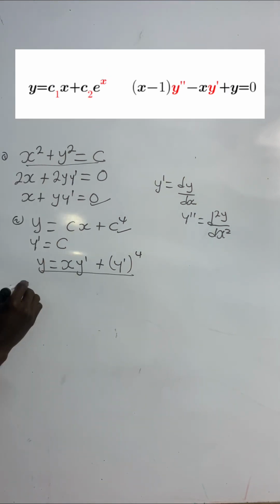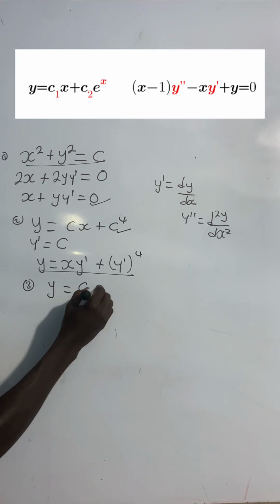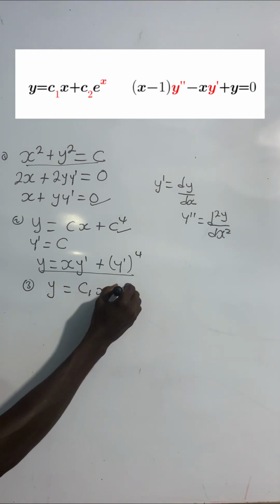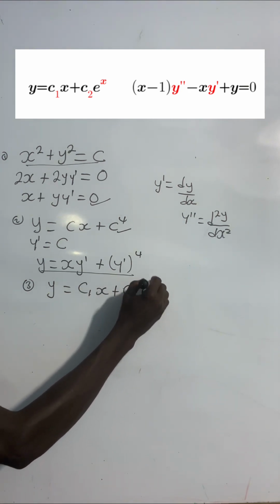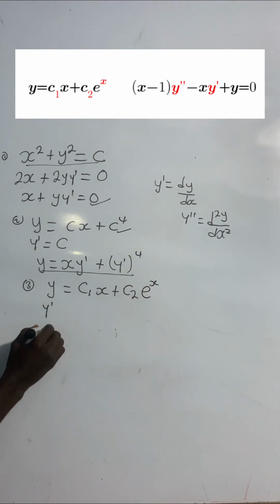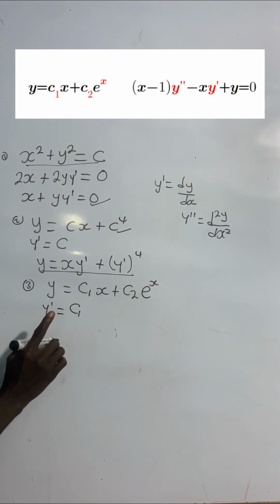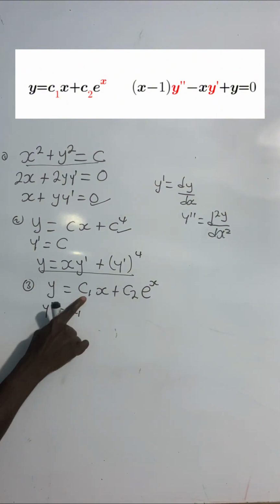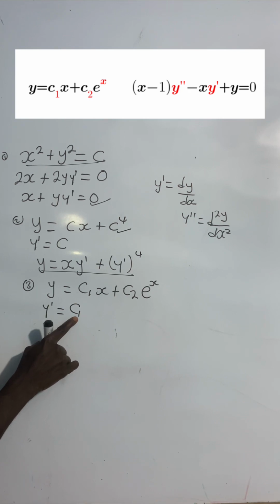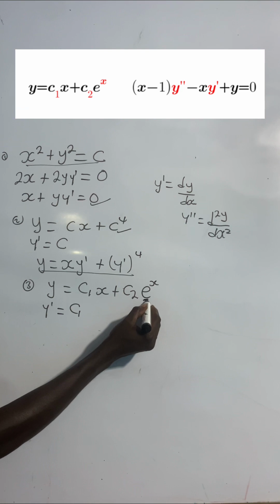Our next question is to show that y equals c1 x plus c2 e to the power x is a solution to the differential equation (x minus 1) y double prime minus x y prime plus y equals 0. Now we take y prime equals what? If we differentiate c1 x with respect to x, we get c1, since c1 is a constant. Now, if we differentiate e to the power x, we get the same e to the power x, times c2 gives plus c2 e to the power x.